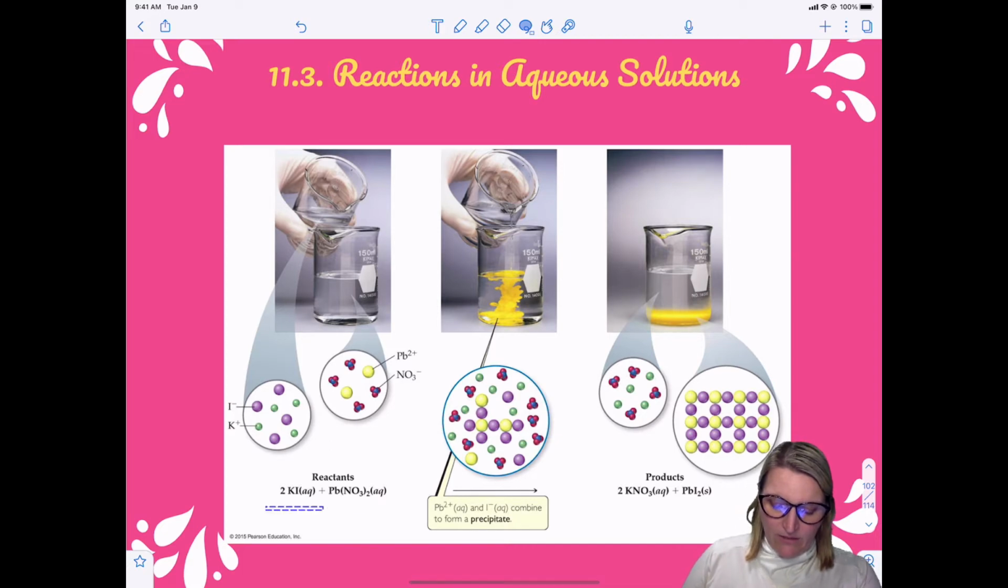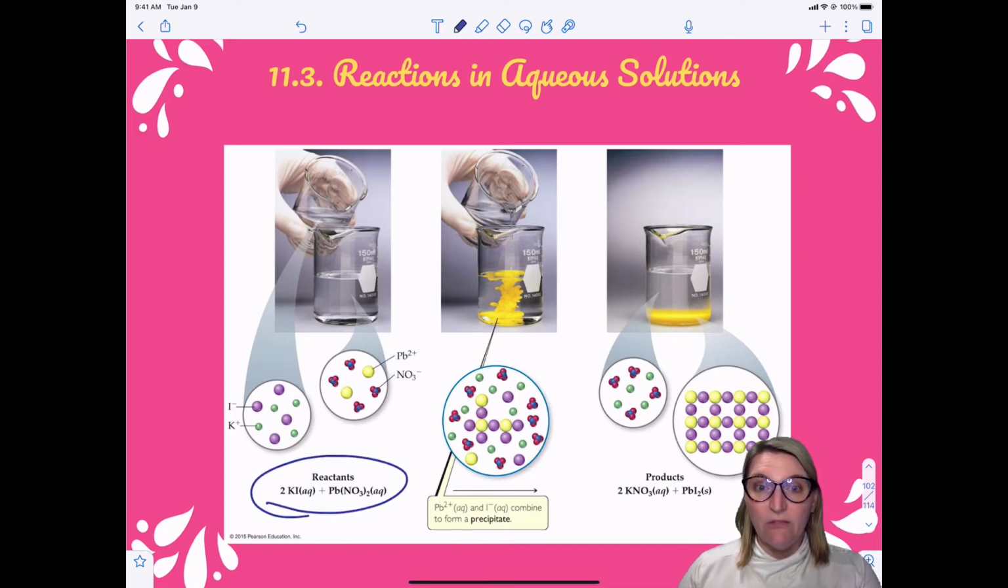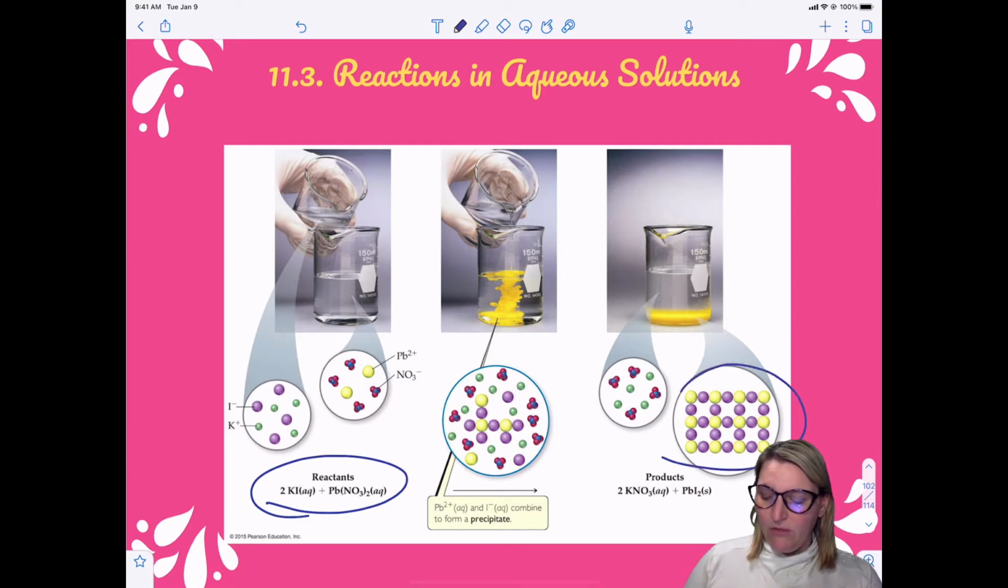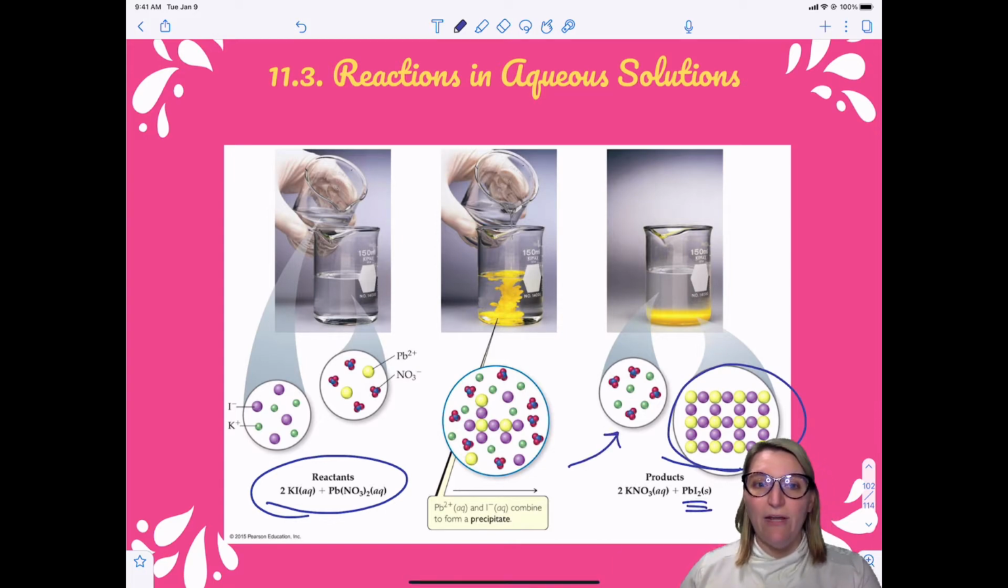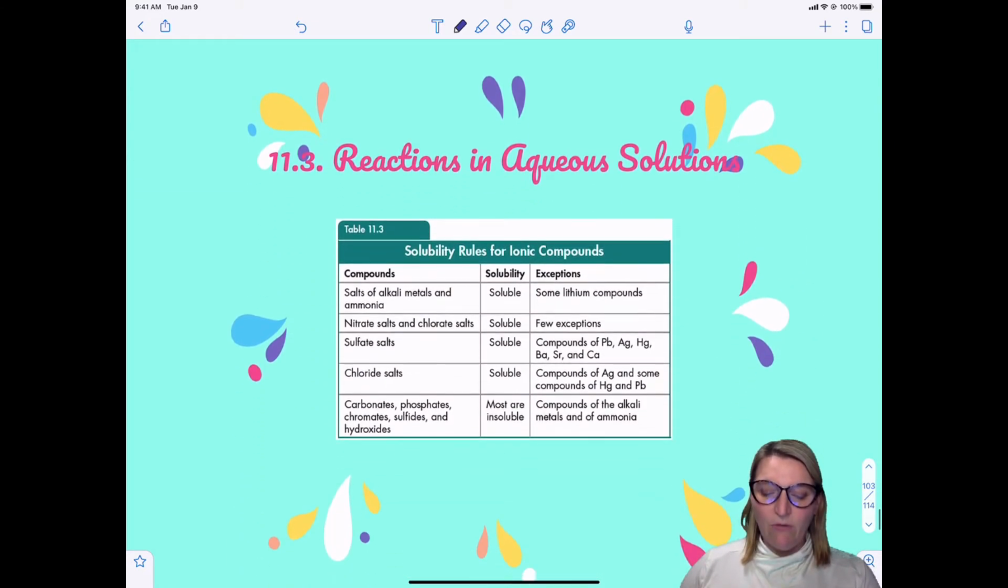So again, this is another diagram of what a double replacement reaction looks like when it forms a precipitate. We can see the reactants are aqueous over here, which means they're dissolved and dissociated. Then they mix together to form the solid lead iodide, and here's the aqueous potassium nitrate still floating around. So how do we determine which one of those two ionic compounds, if any, are soluble or insoluble?